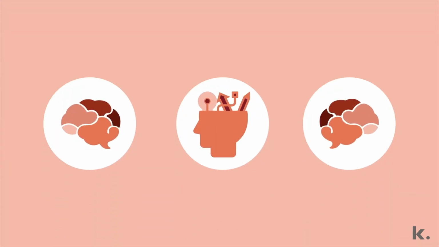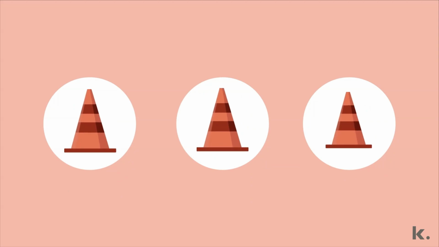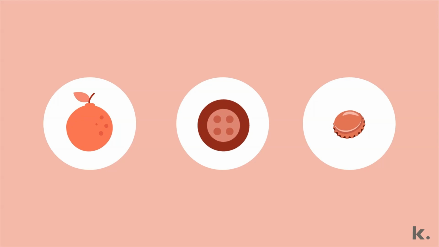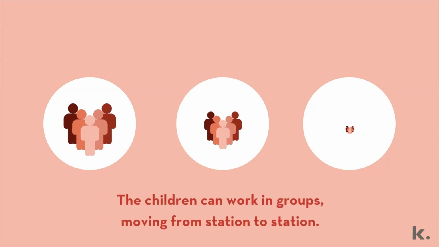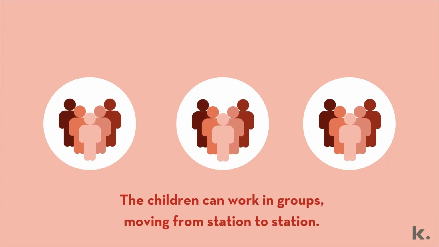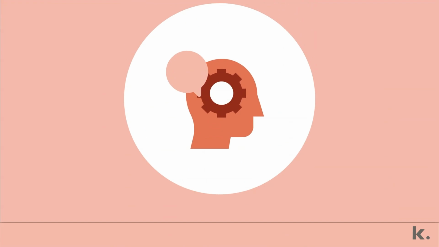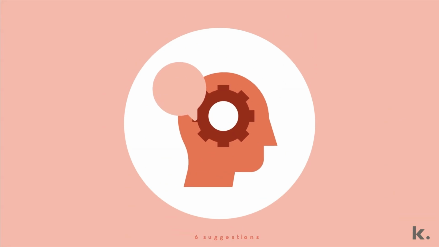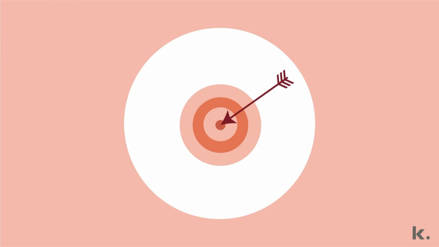For the second activity, you will need to have set up a series of sorting stations ahead of the lesson. Each station should comprise a variety of objects the children need to sort according to specified criteria. The children can work in groups, moving from station to station. We have provided 6 suggestions on how you might have the children sort objects. You should adapt these suggestions to suit your resources.